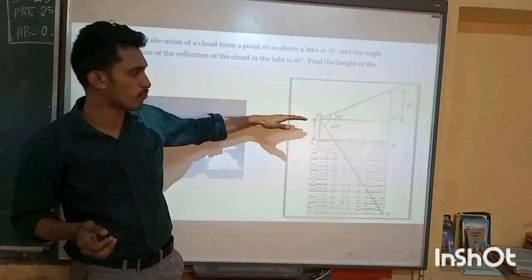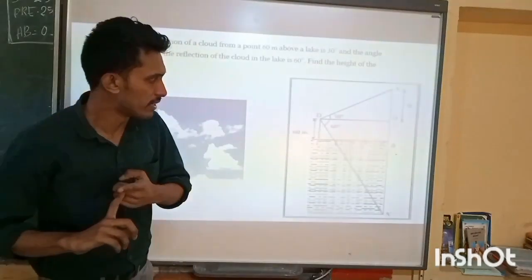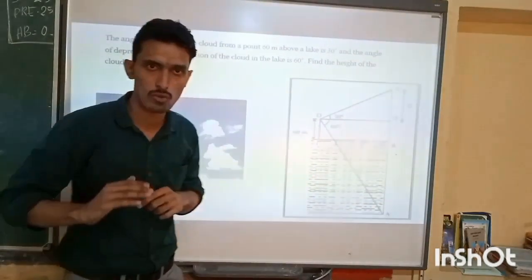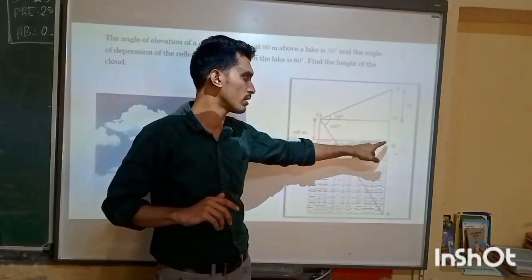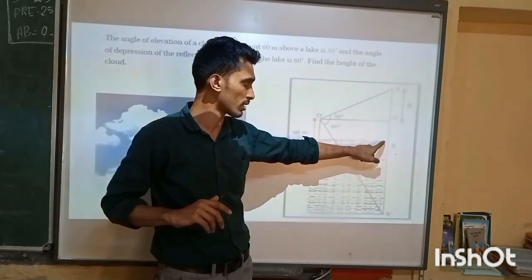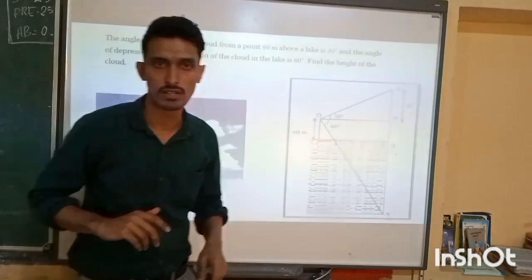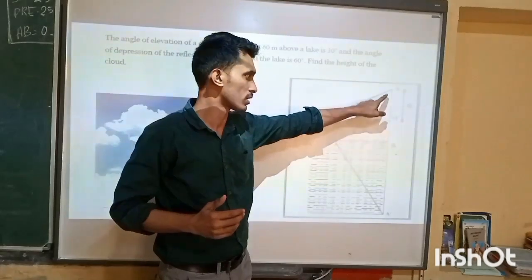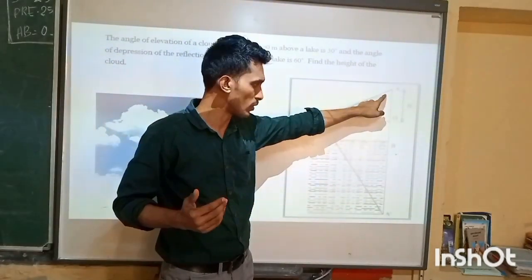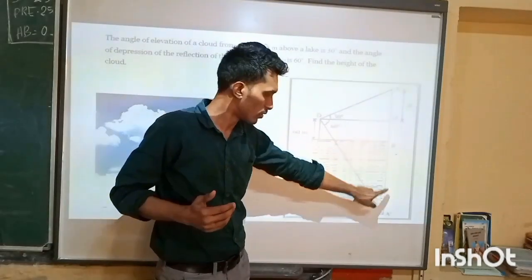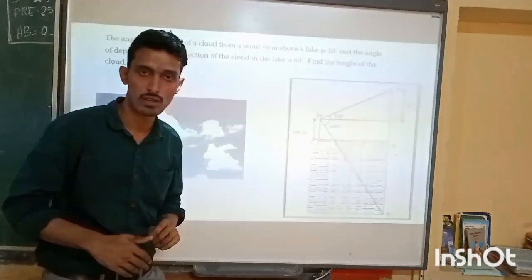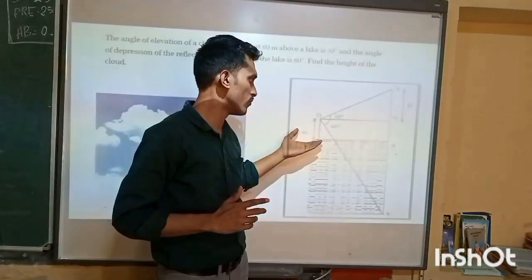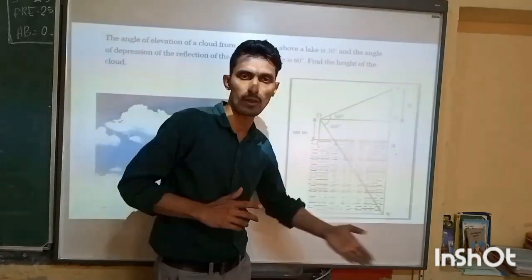In this air medium and water medium, there is a connection between them. The distance from the water level to the cloud is equal to the distance from the water level to the point of reflection below the water level. Let me explain it again. So these two distances across the air and water mediums are equal.